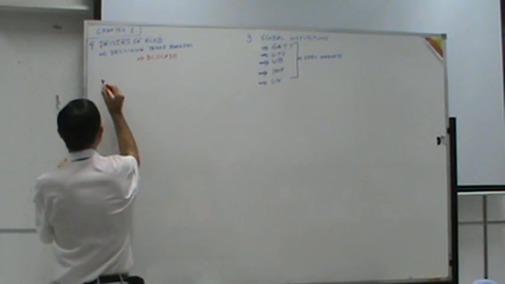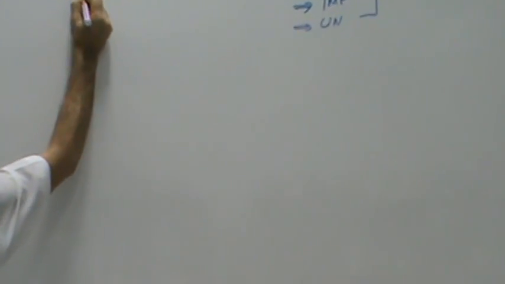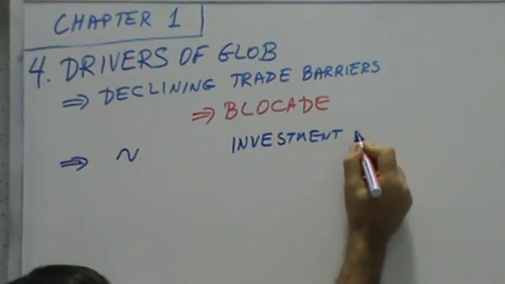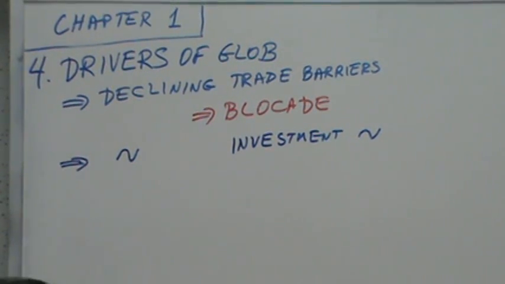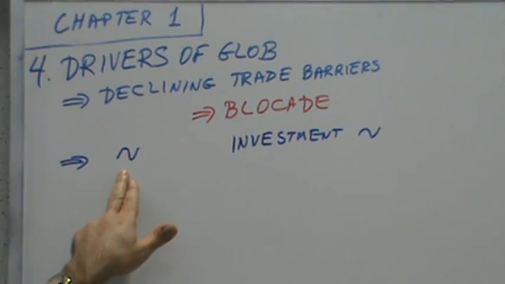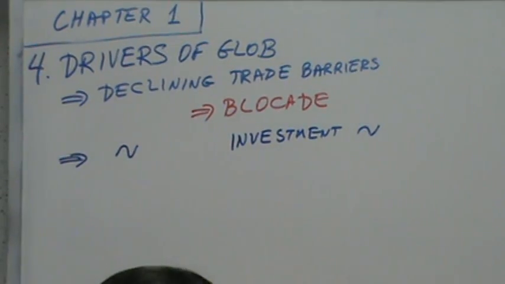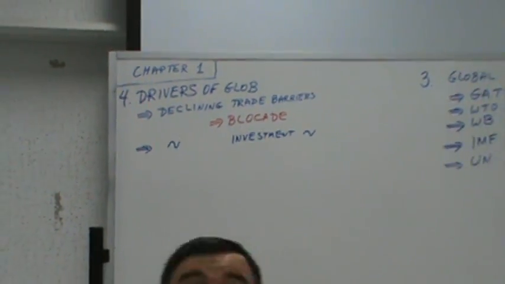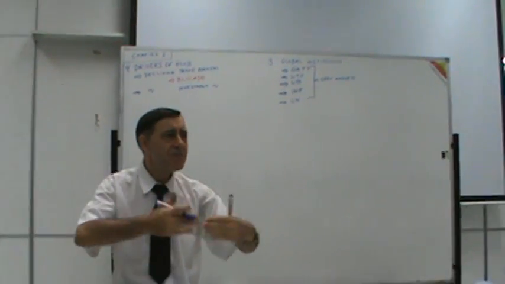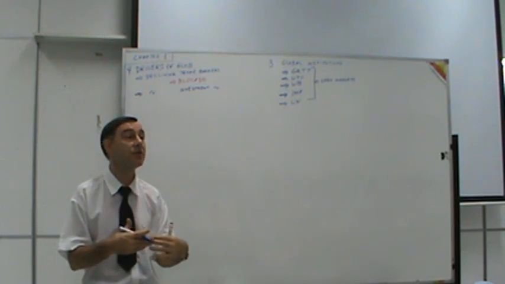Trend number two is declining investment barriers. When I write this little tilde, it means same as the above, declining and then barriers, okay? Declining investment barriers. Similarly, for example, my home country, Bulgaria, has realized that keeping capital out is not really good, that we need to encourage capital to move in.